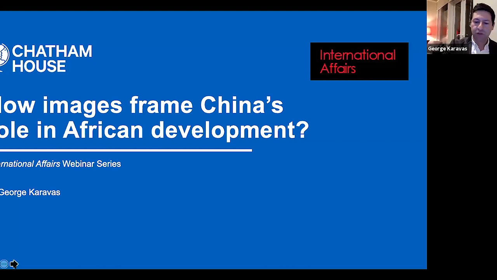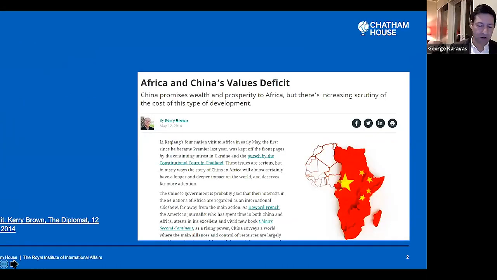one of the first images that I looked at is this image here of the picture of the outline of the African continent filled in with the Chinese flag. This is a fairly common image that's used as a metaphor, a visual metaphor for China-Africa relations. It features on news sites and online commentary, and it's on the cover of at least four academic books.